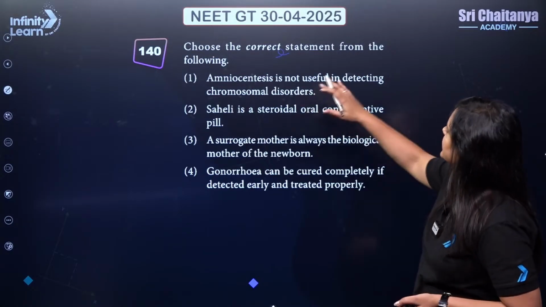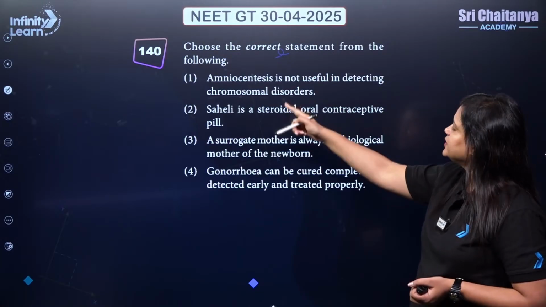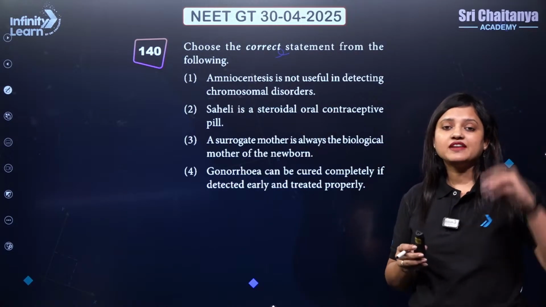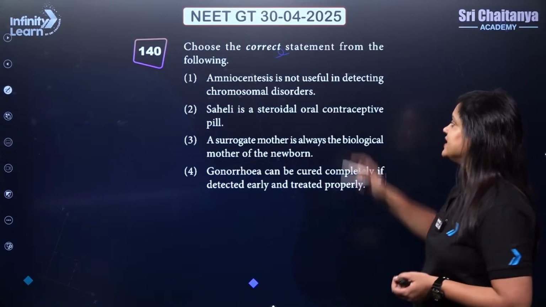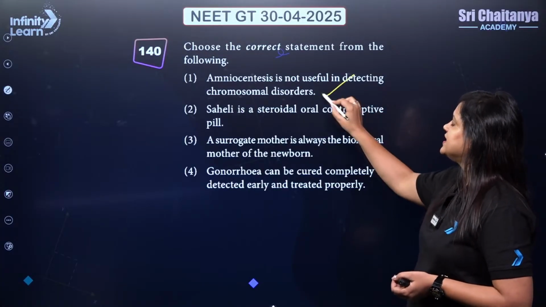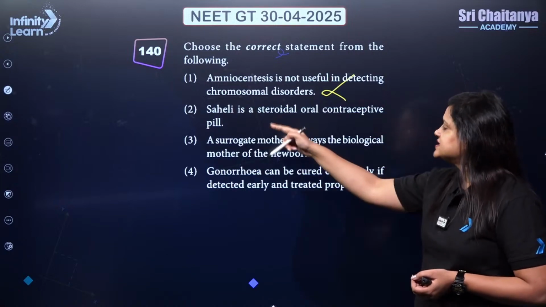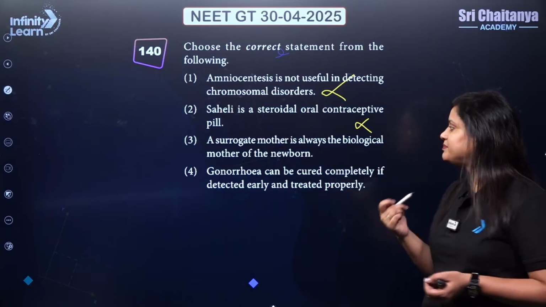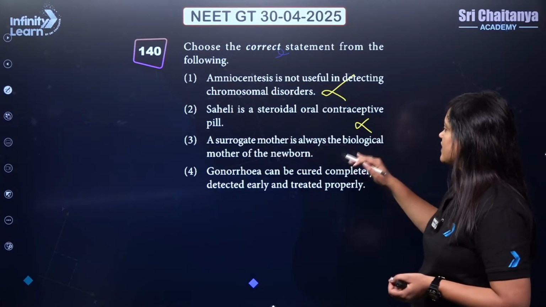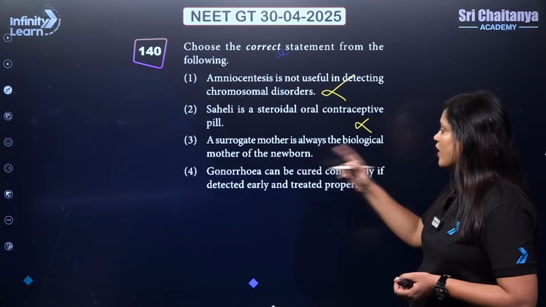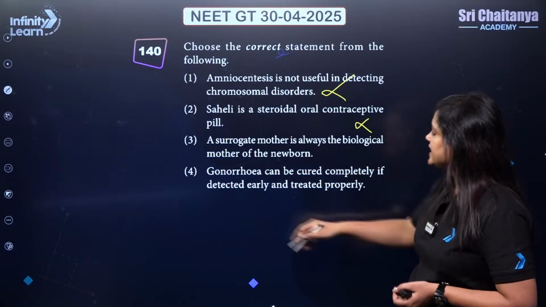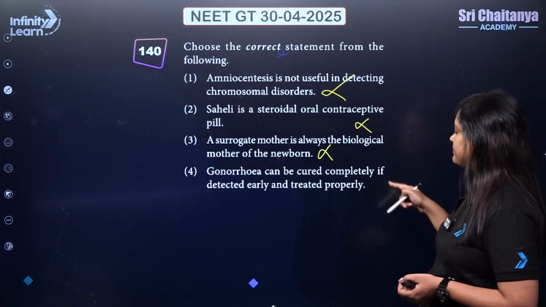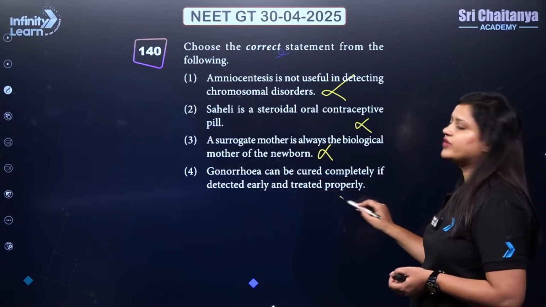Next, choose the correct statement from the following. Amniocentesis is not useful in detecting the chromosomal disorder. The main function of amniocentesis will be detecting the chromosomal disorder. So this is wrong. Saheli is a steroid. No, it is a non-steroidal oral contraceptive pill. A surrogate mother is always the biological mother of the newborn, right? And gonorrhea can be cured. This is wrong. And the gonorrhea can be cured completely if detected early and treated properly.